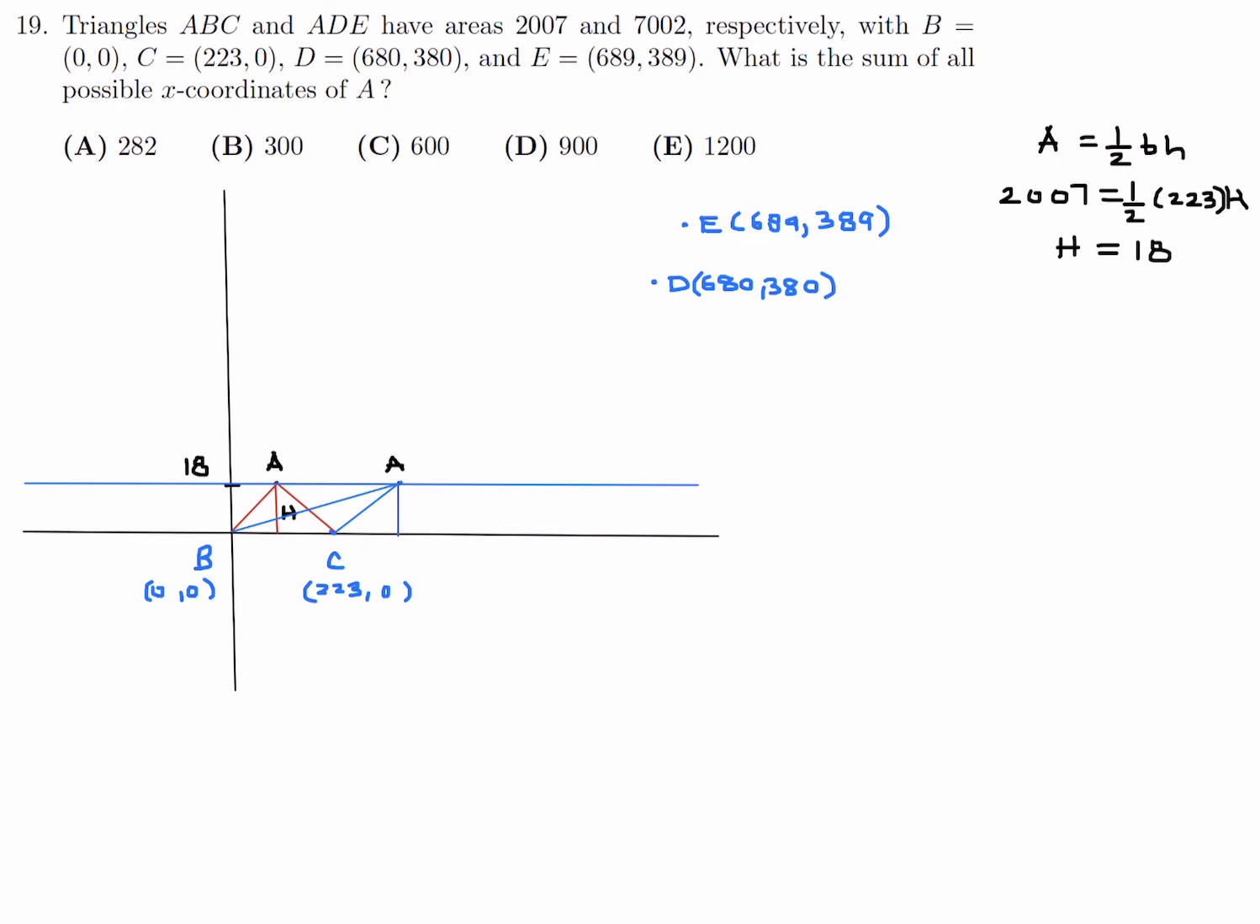Now, are there any other scenarios? And the answer is yes. A could be on the other side. So for example, we put it on this side, but it could be on the other side, like this. And as you can see, this will also work. So if A is anywhere on here, we can make the same sort of scenario. Okay? So that's the first thing we have to establish in this question.